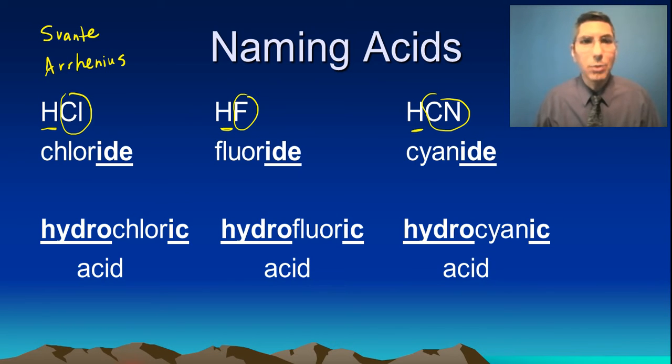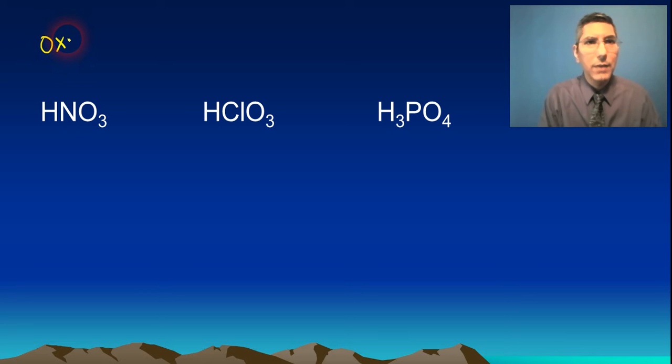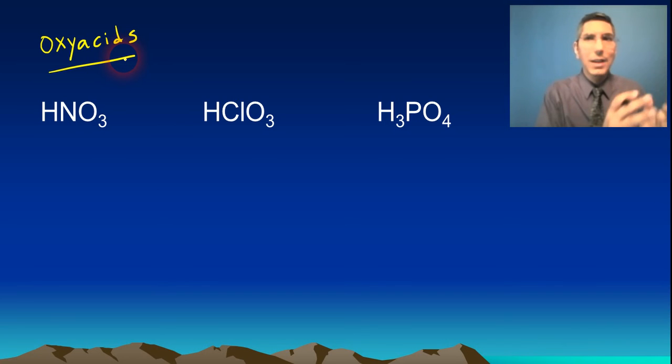Now let's take a look at some more acids. Let's look at these three acids here, and you'll notice that of course, they start with hydrogen. They have the hydrogen there on them. But I want you to notice that they have something else in common as well. All three of these acids have oxygen in them. And so you'll find that a lot of acids that we deal with in chemistry have oxygen. These are called oxyacids, and basically that just means that they're acids that have oxygen at the end of the formula.